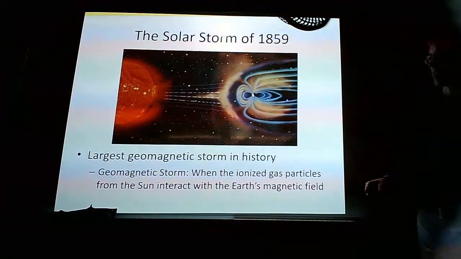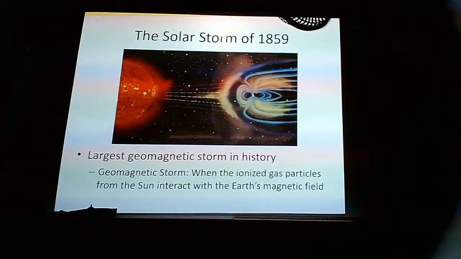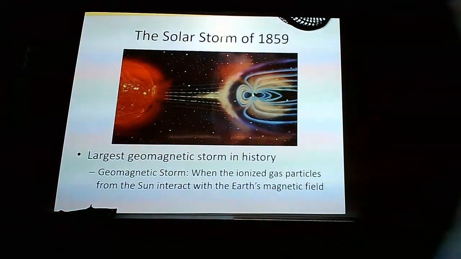So also write down that it was the largest geomagnetic storm in history. Geomagnetic storm is the result of a solar flare hitting the Earth, or other particles from the sun encountering our atmosphere.